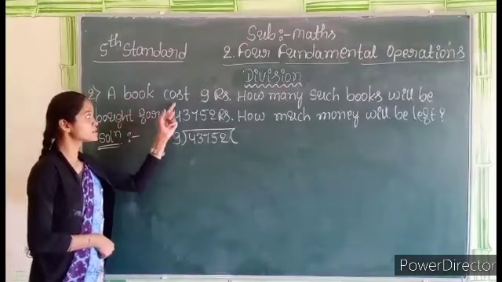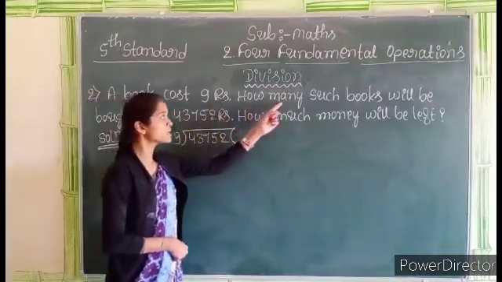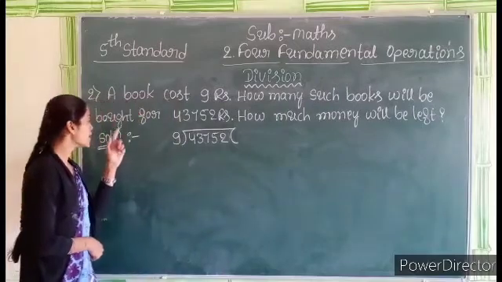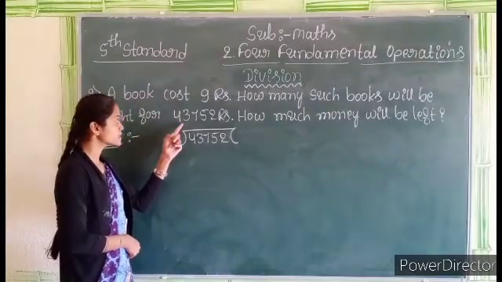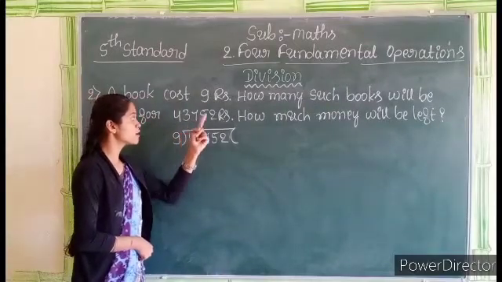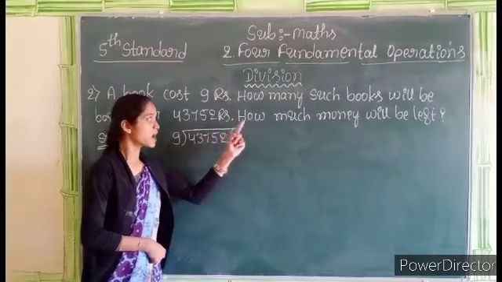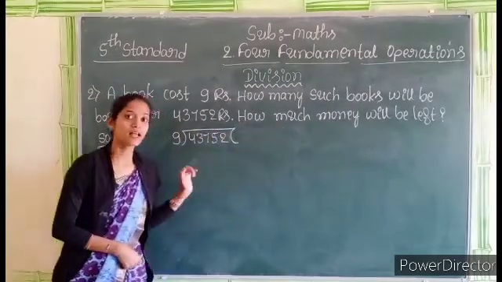A book costs 9 rupees. How many such books will be bought for 43,752 rupees? How much money will be left?